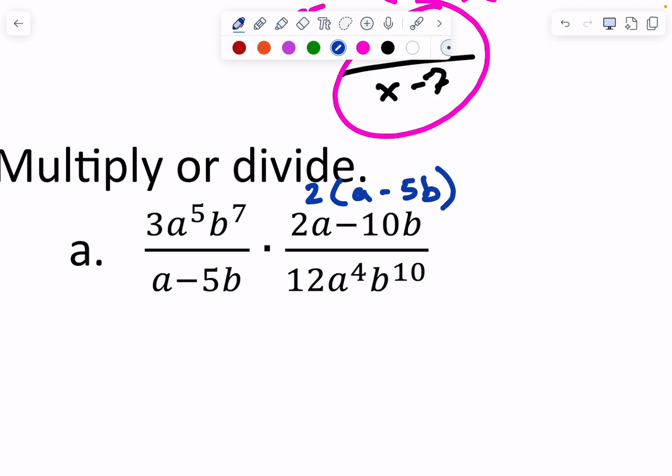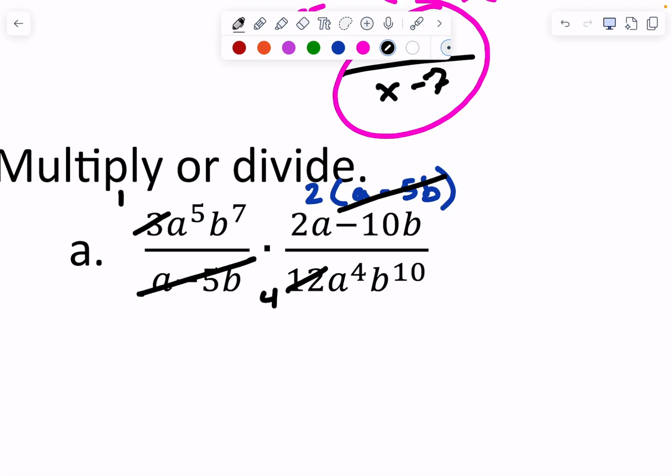Okay, let's go to this bottom left piece. Will he break down? No. Will this guy break down? Yeah. No. I'm going to start canceling things. So I'm going to cancel the a minus 5b and the a minus 5b. And what else? The 2. I'm going to do the 3 and the 12 is 1 and 4.